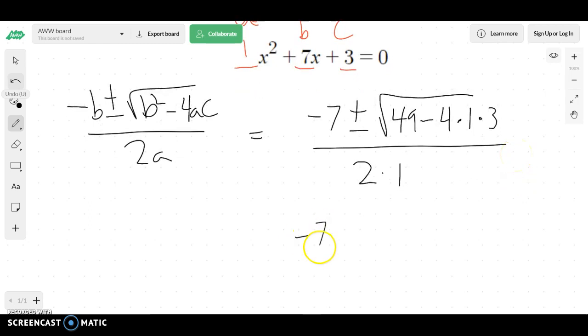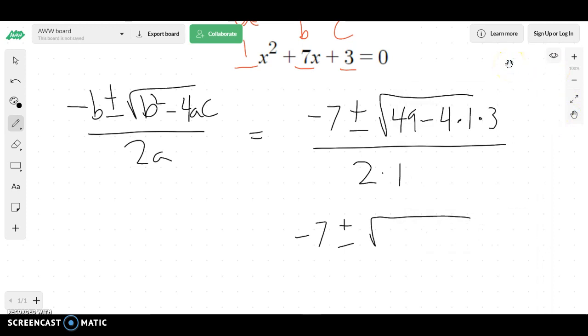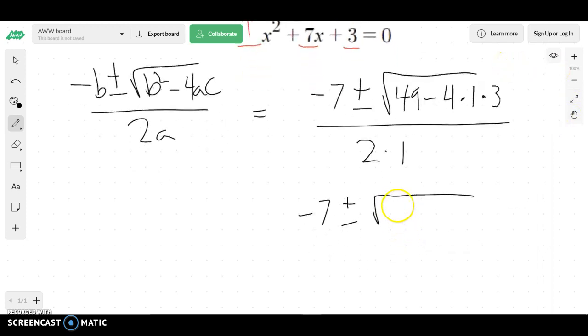If I simplify this a little bit, this would be negative 7 plus or minus, I do all the stuff in the square root. So 4 times 3 is 12. So we just have to do 49 minus 12, which gives us 37, all over 2. And I would actually leave this as my final answer.